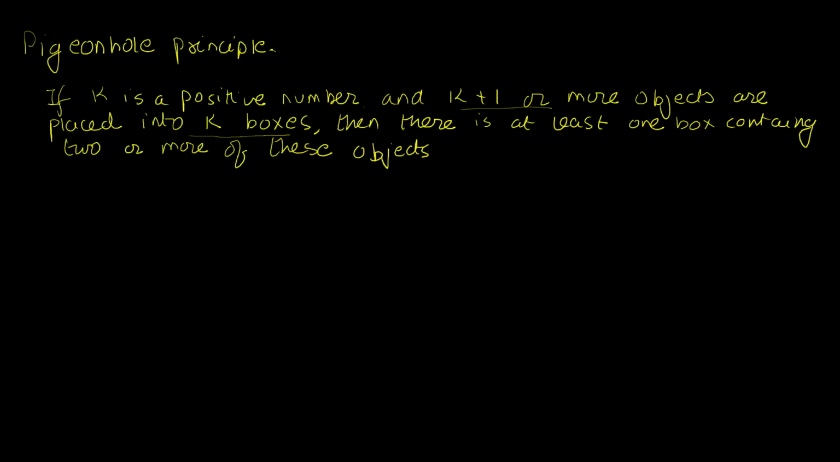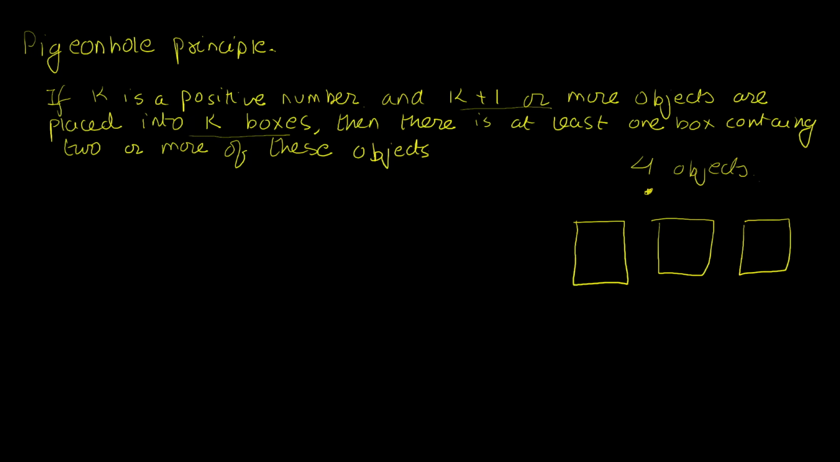And if the number of objects is more than the number of boxes, at least 2 of the objects are forced to repeat. So let's say I have 4 objects, and this could be objects of any sort, and I have 3 given boxes, box number 1, 2, and 3. And if I have to fill these 4 objects, let me just demonstrate these as objects. The statement suggests that once I start filling these objects into these boxes, at least one of these boxes will have 2 of these objects.